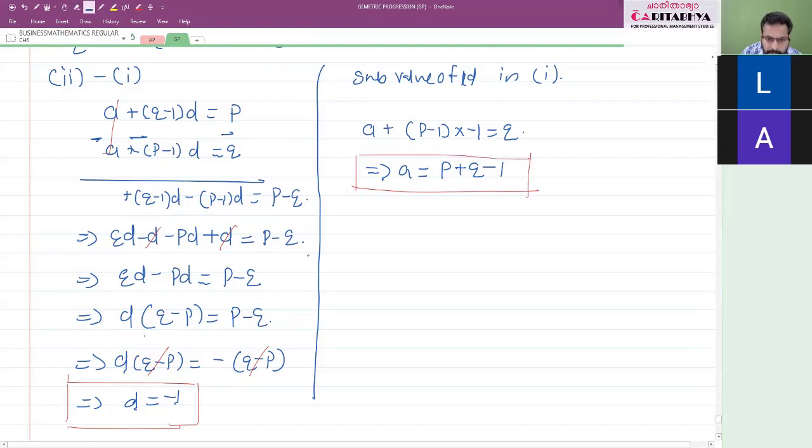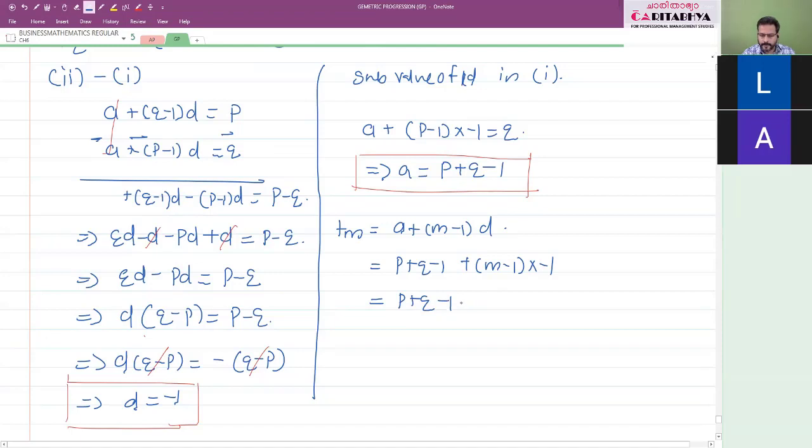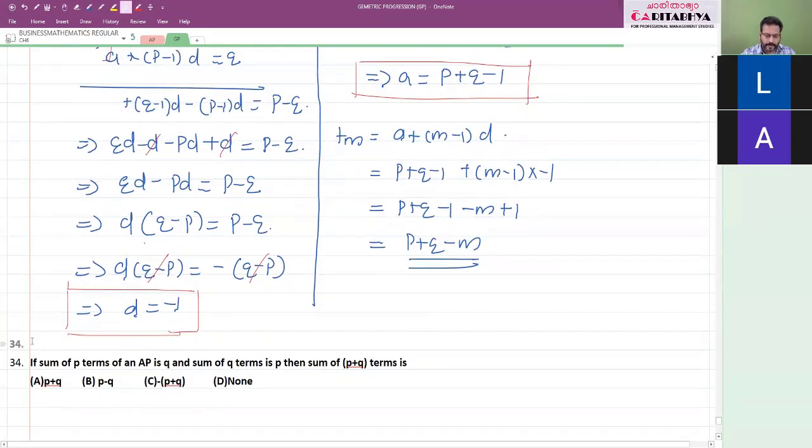Okay. So in mth term, Tm is equal to a plus m minus 1 into d. So a is p plus q minus 1, plus m minus 1 into d, that is minus 1. So that implies p plus q minus 1 minus m plus 1. That implies mth term is p plus q minus m. P plus q minus m.